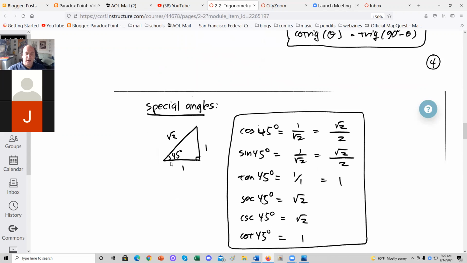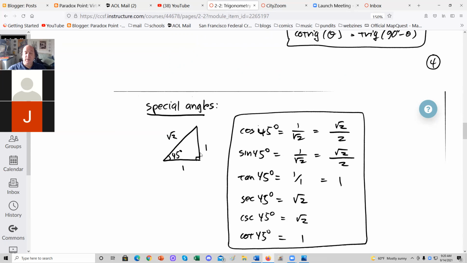some simple triangles. Here is the isosceles right triangle with 90 degrees at this corner, 45 degrees at the other two corners, sides 1 and 1, and by Pythagoras, the hypotenuse is root 2. Then you can read off the trig functions. Cosine is adjacent over hypotenuse, 1 over root 2, which when you rationalize becomes root 2 over 2. Sine of 45 is opposite over hypotenuse, 1 over root 2, also root 2 over 2.